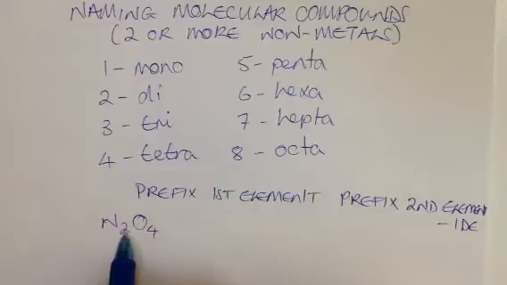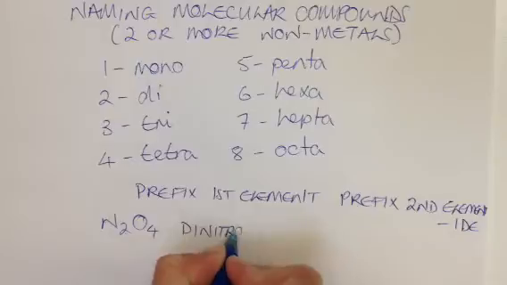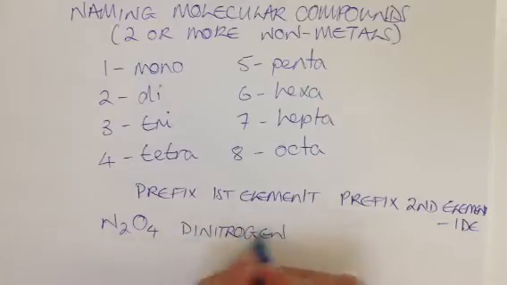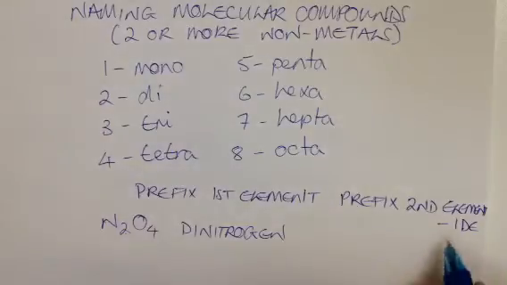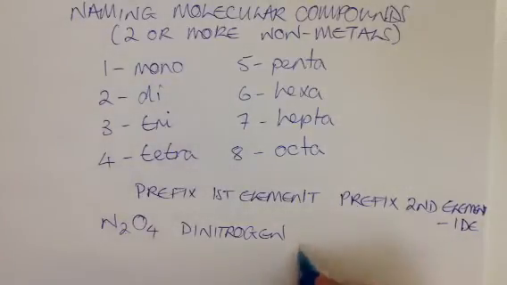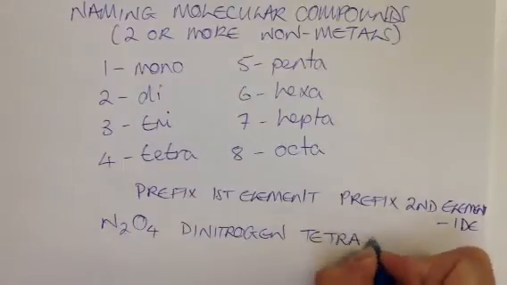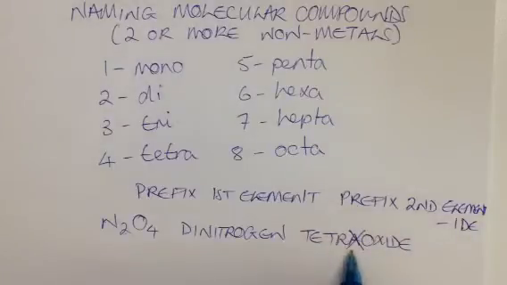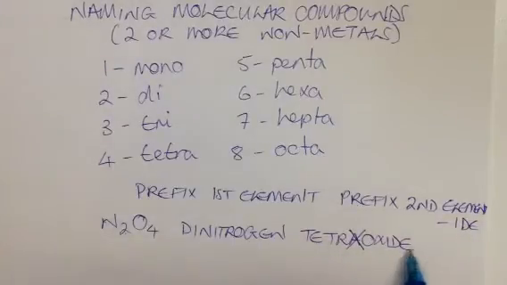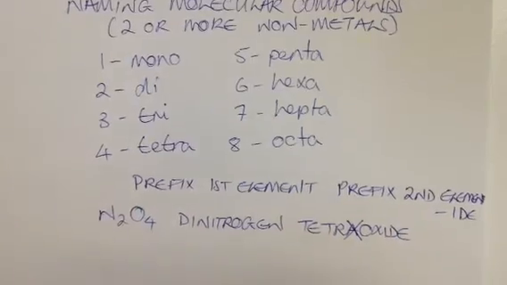So in this case, we have 2 nitrogens, so that will be dinitrogen. And we have 4 oxygens, so that will be tetraoxide. Remember, we changed the ending to end in "ide." Now, tetraoxide is a little clumsy in the mouth, so we tend to drop the vowel from the end of the prefix, and instead of saying tetraoxide, we just say tetroxide. So this will be dinitrogen tetroxide.